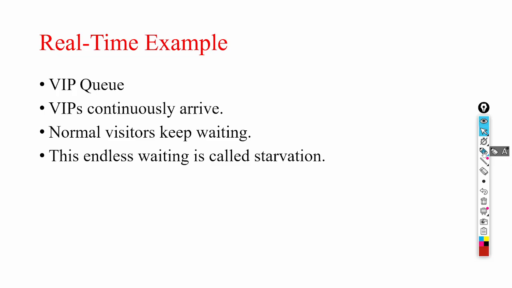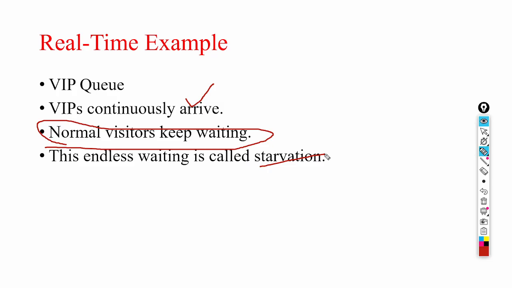Let's give one real-time example for this problem: the VIP queue. What is a VIP queue? You went to a temple. The VIPs are continuously arriving at the temple, and the normal visitors keep waiting until the VIPs go out. This endless waiting is called starvation.